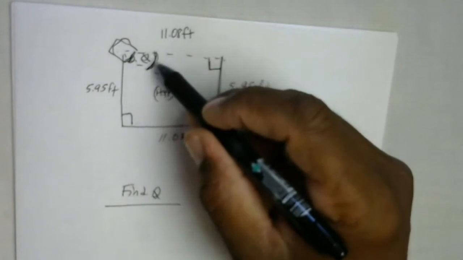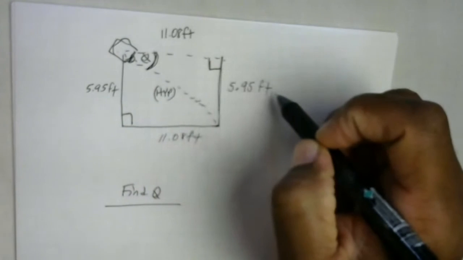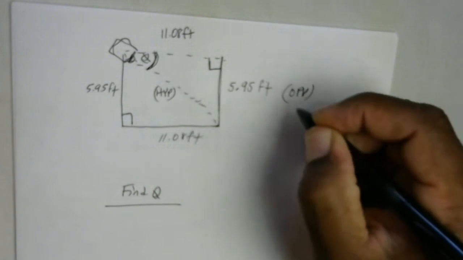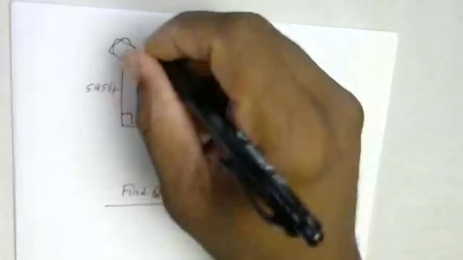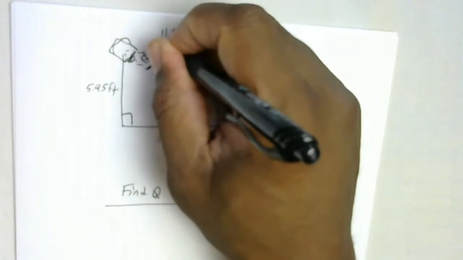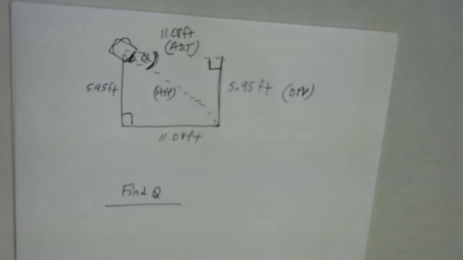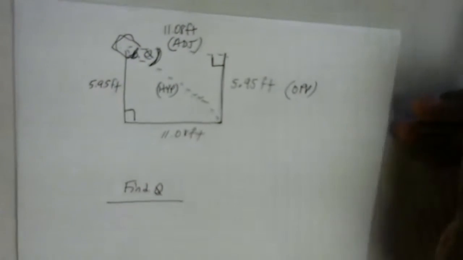This is my reference angle. The side that's opposite my reference angle is the opposite. So this is my opposite side. And last, I have the 11.08, which is the adjacent. All right, so I labeled all of my sides. Now I'm going to set up a trig function.